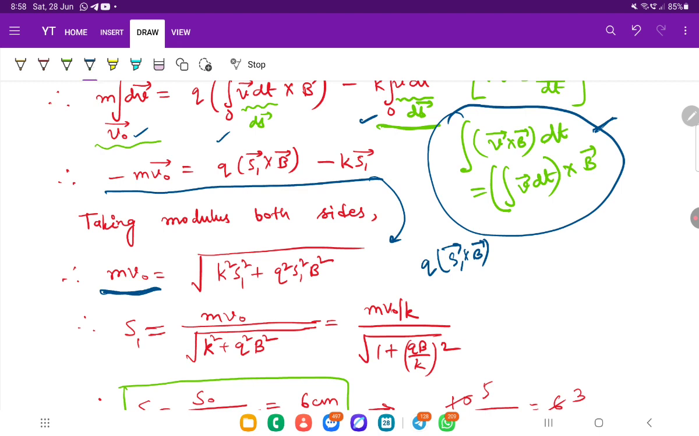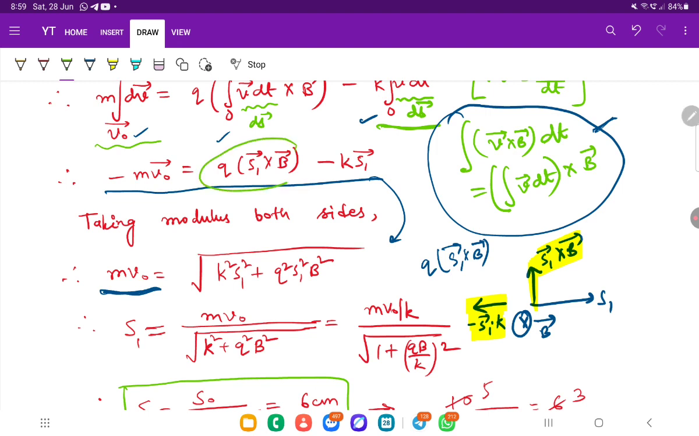Let's say this one is S1 and this is the B vector. So S1 cross B will be in this direction, and this will be the direction of minus S1. If we multiply a scalar k with this, it will just change its magnitude, not the direction. So this is the direction of minus kS1 and this is the direction of S1 cross B. You can clearly see that S1 cross B and kS1 are perpendicular to each other.